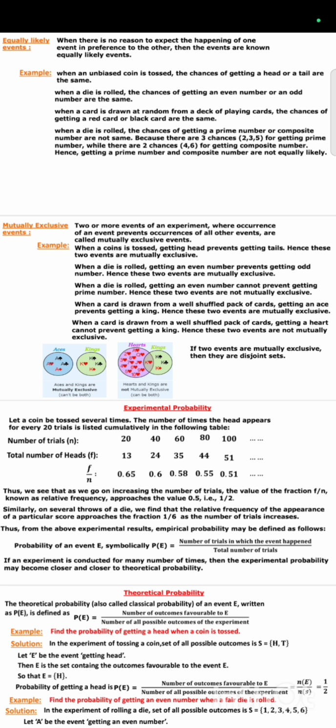Here one example is given, see, if two events are mutually exclusive, then they are disjoint sets. Disjoint sets means, if you observe the diagram, aces and kings. Here there is no similarity. Aces intersection kings is equal to phi, then we can say that they are disjoint sets. And here hearts and kings are not mutually exclusive. Hearts means what? In kings also hearts will be there.